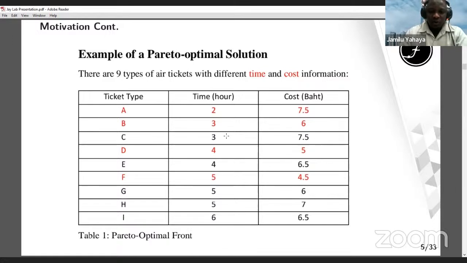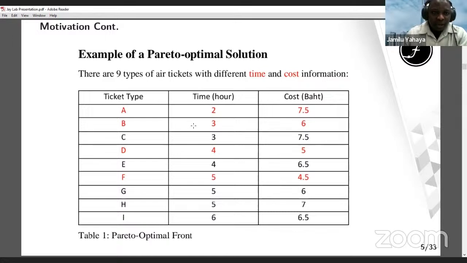In this particular scenario, we have ticket types A to I. For ticket type A, the time taken to reach your destination is just 2 hours, but the cost of the ticket is 7.5 in baht. If you look at all the costs from A to I, 7.5 is the highest, and there are only two tickets that have the cost 7.5, which are A and C.